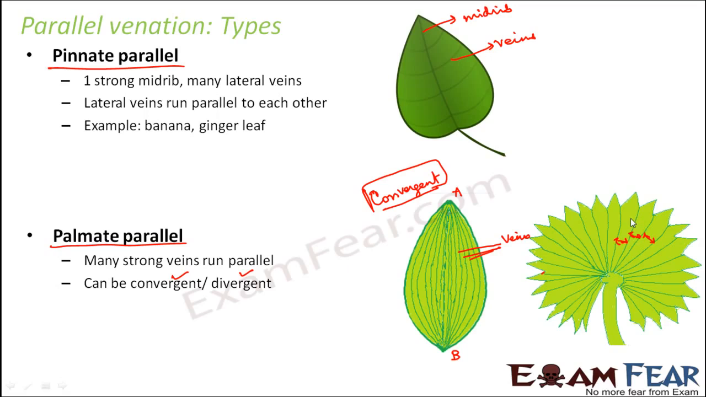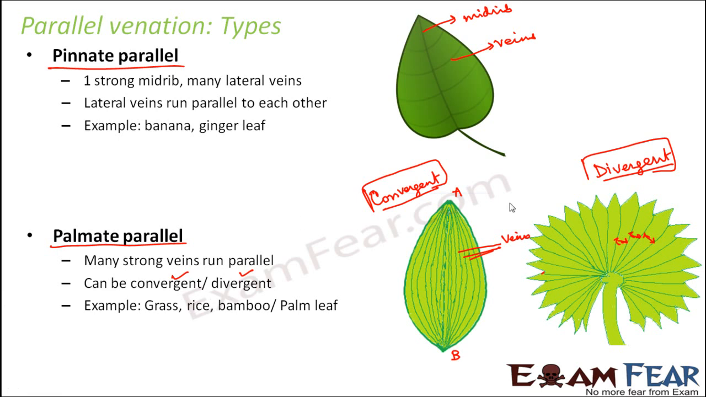But in case of reticulate venation, you saw that there were veinlets arising from here and there and it was creating a network. In this case, it is not like that. Everything is systematic. You don't have a haphazard arrangement anywhere. So this is an example of divergent palmate parallel. One example of divergent palmate parallel would be a palm leaf. Examples of convergent palmate parallel would be grass, bamboo, rice.